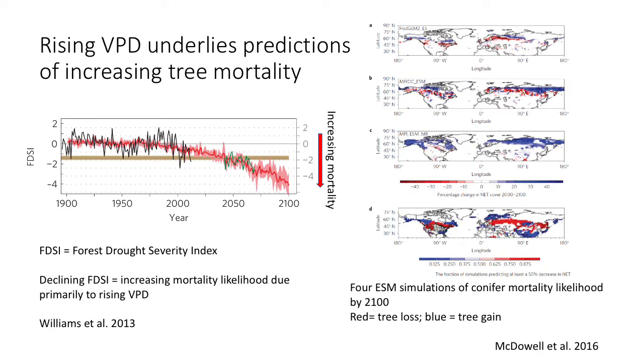Rising VPD underlies predictions of increasing tree mortality. The figure on the left was from a paper that really made me understand the importance of vapor pressure deficit. In this study, led by Park Williams, a postdoc of mine at the time, we compared tree ring estimates and mortality estimates to climate variables, and then used those climate variables to forecast mortality into the future for the southwestern USA for 3 dominant conifers.